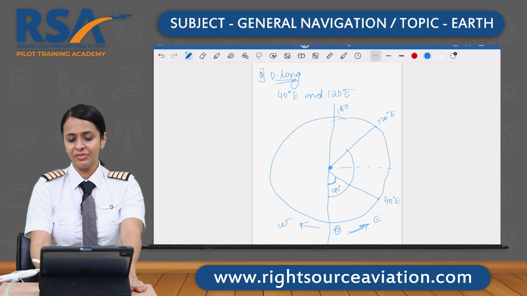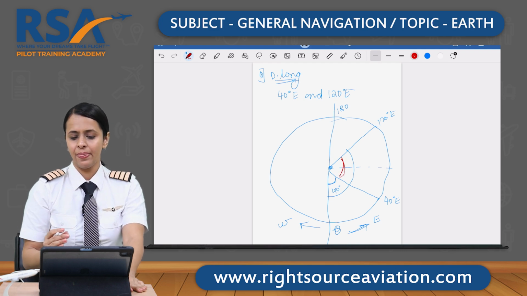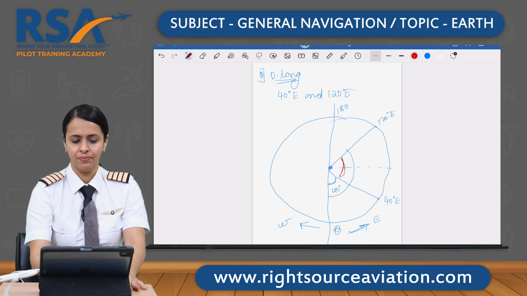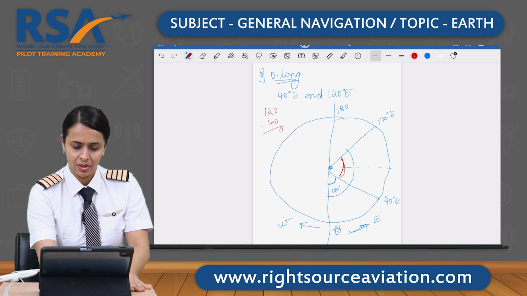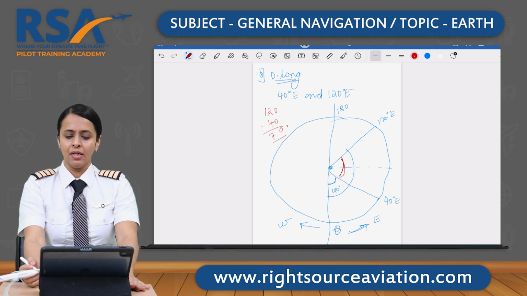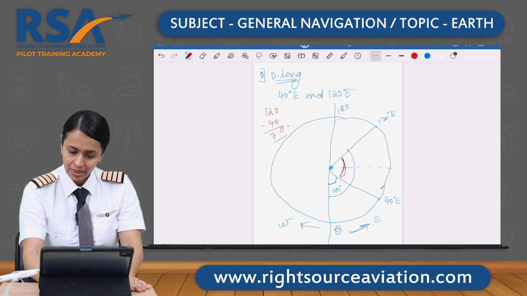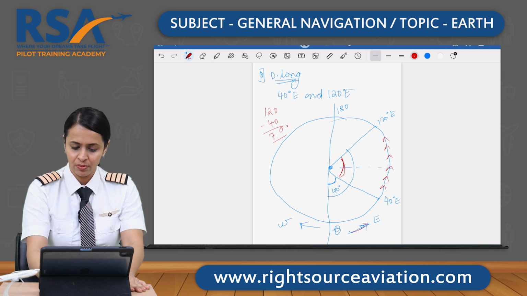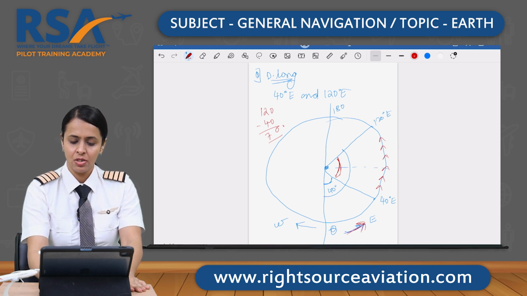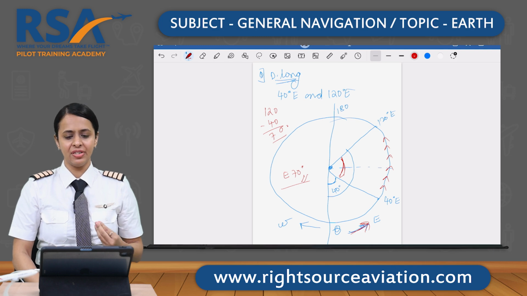Now, I need to find the difference between the two. In this case, that difference is this angle. So, it is nothing but 120 minus 40, which is 80 degrees. Now, this angle is your D long, and as you can see, from 40 to 120 I am going in this direction like this, and since I am going in this direction I will match it with this arrow because this arrow is also similar. So, I am going in an easterly direction and I will call this east 80 degrees. And this is how you calculate the difference in longitude.